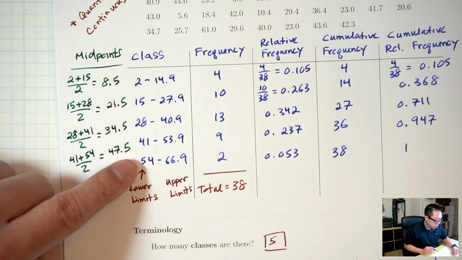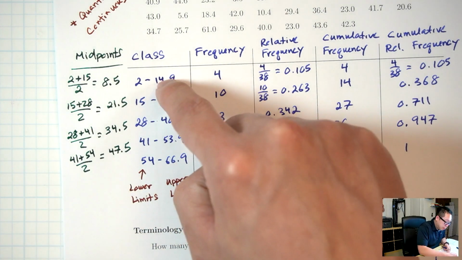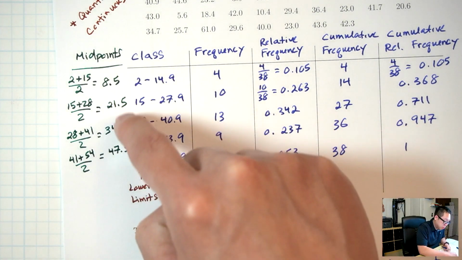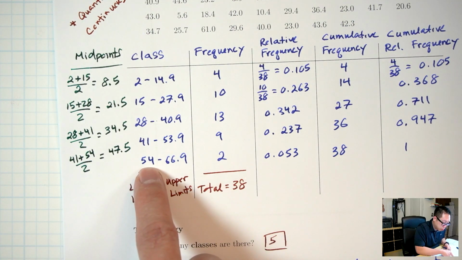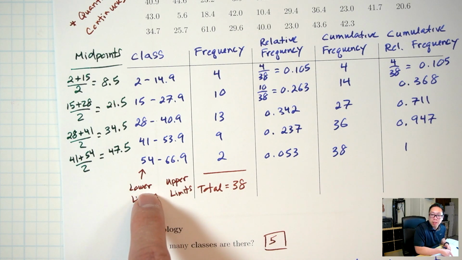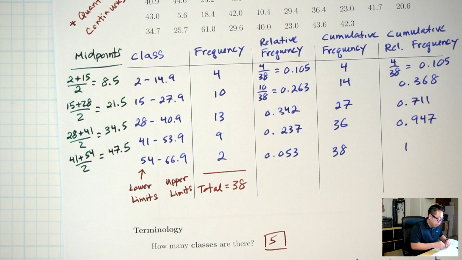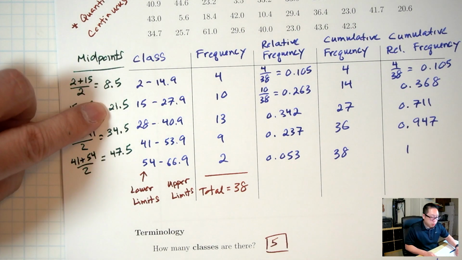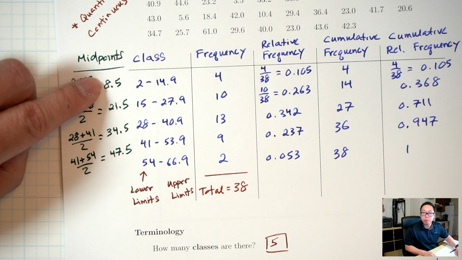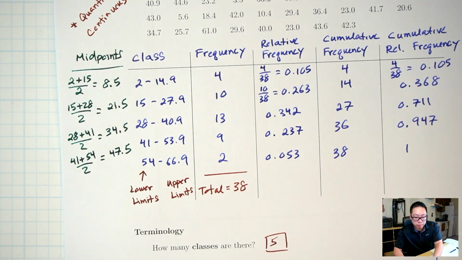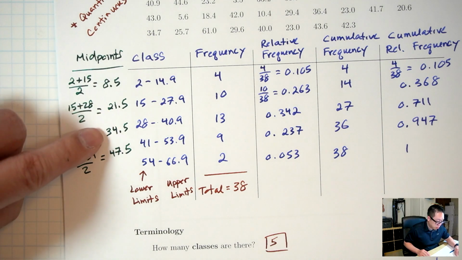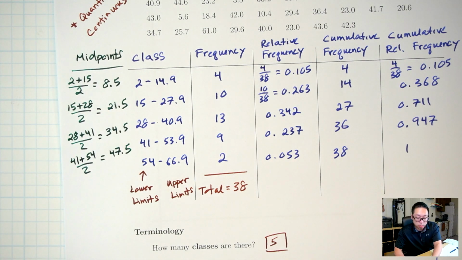And then, what about this last one? Because I have 1, 2, 3, 4, 5 classes, I should have 1, 2, 3, 4, 5 midpoints. So I'm missing one last midpoint. How do I find this last one? 54 plus what? What's the next one? So one thing I want to point out here: 8.5 to 21.5. What's the distance from 8.5 to 21.5? So subtract that. 21.5 minus 8.5. It's 13. What about between 21.5 and 34.5? 34.5 minus 21.5 is also 13.